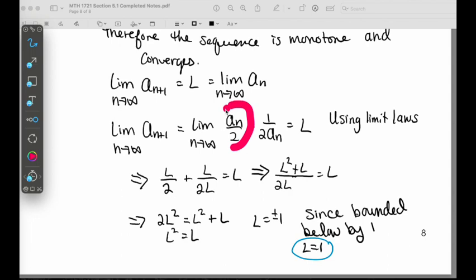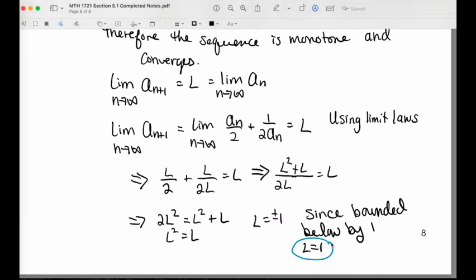Now, because I know that each of these individually converges, I can split up the limits and say the limit of this is going to be L over 2, and the limit of this is 1 over 2L, and that's got to be equal to L. When I solve this for L, I get positive or negative 1.